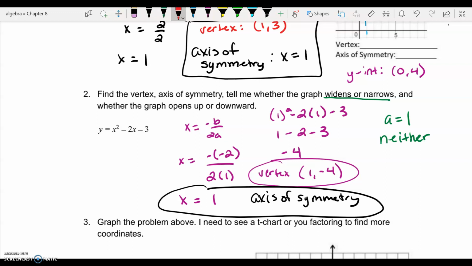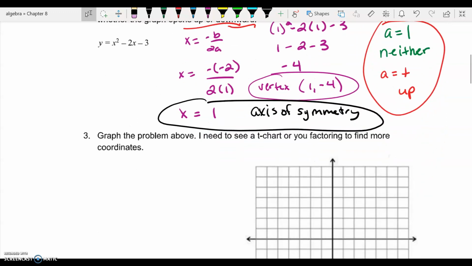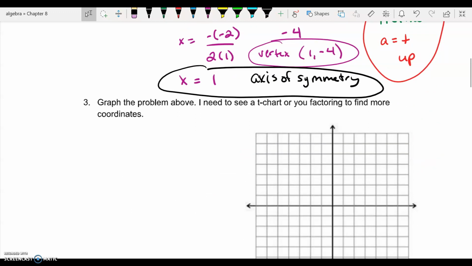And lastly, does it open up or down? That's based off of whether your a is positive or negative. In this case, it's positive, so we're going to say it opens up. So there's your 4 answers for that problem. Now, on this one, I want you to graph the problem from above. So I'm going to graph my vertex, 1, negative 4, and then I'm going to draw my axis of symmetry.